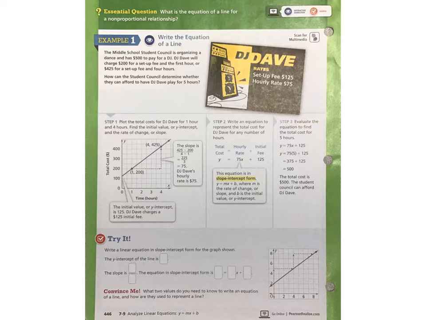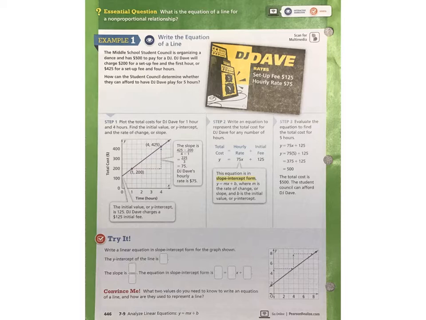Example 1. Write the equation of a line. The middle school student council is organizing a dance and has $500 to pay for a DJ. DJ Dave will charge $200 for a setup fee in the first hour or $425 for a setup fee and 4 hours. How can the student council determine whether they can afford to have DJ Dave play for 5 hours? So let's take a look at the sign.